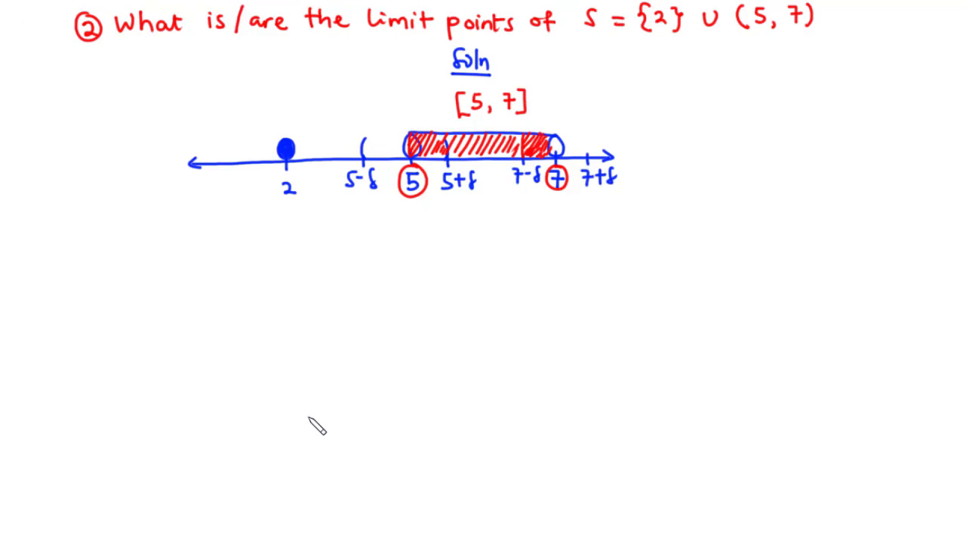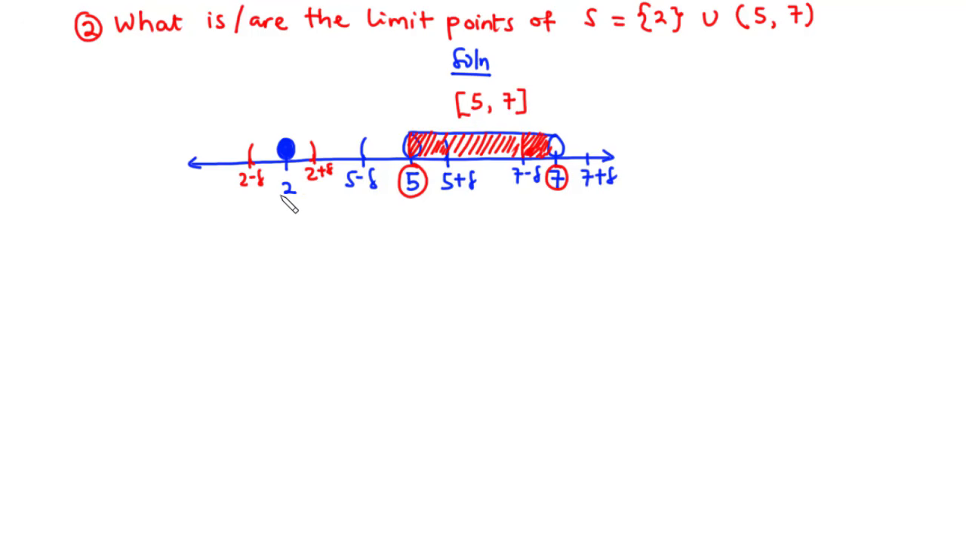Now what about 2? So we can find the delta neighborhood of 2, which is the open interval 2 minus delta, 2 plus delta.